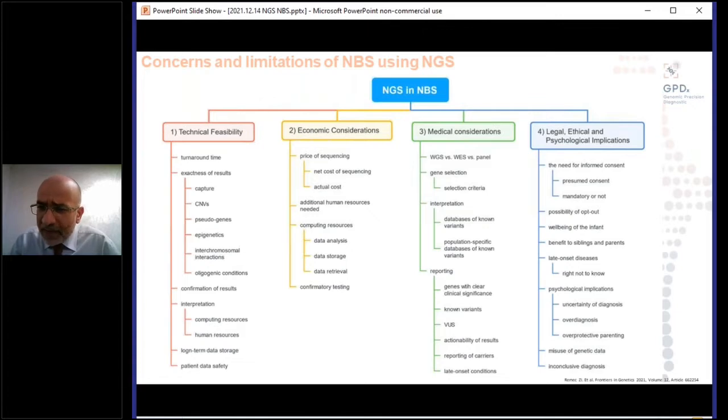Should we have a consent for these tests? Can people opt out of doing the test? And again, if we're testing the infant, we can find things that can have implications for the family. And sometimes we are uncertain about the diagnosis, or the diagnosis is inconclusive, and how to present that and prevent overdiagnosis, and at the same time prevent overprotective parenting. So all these aspects need to be considered carefully.